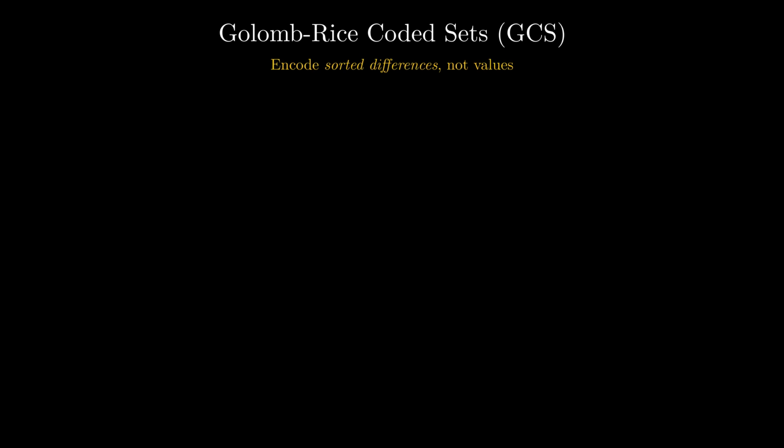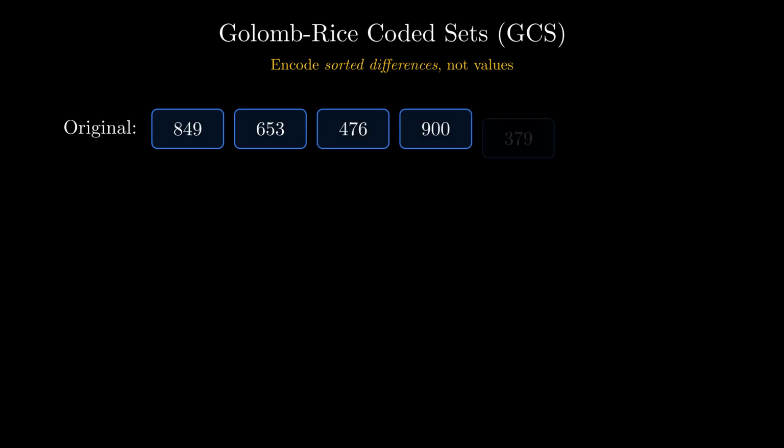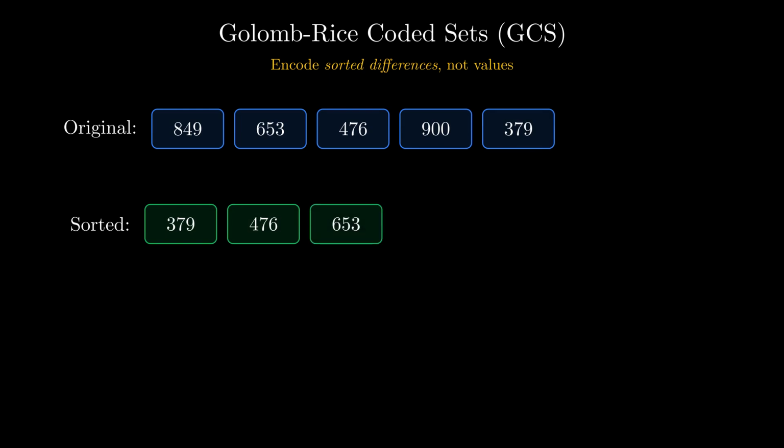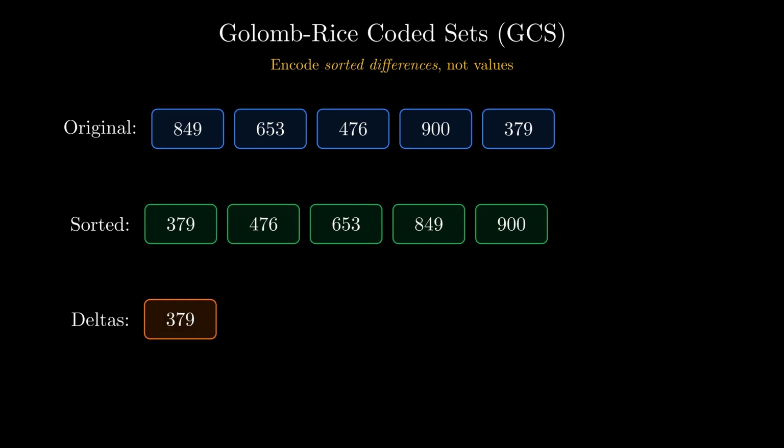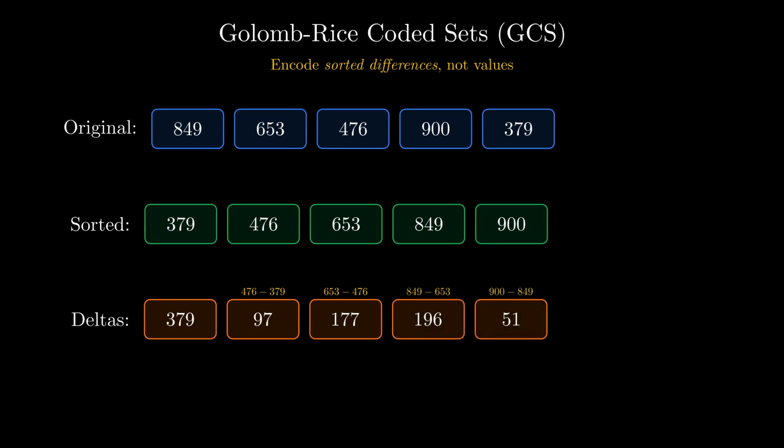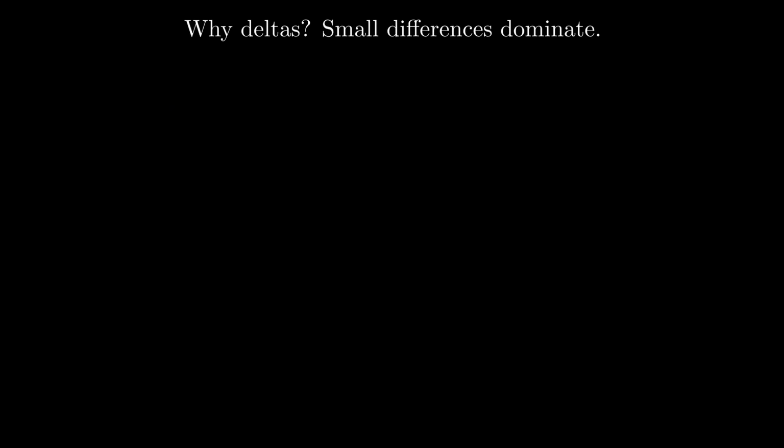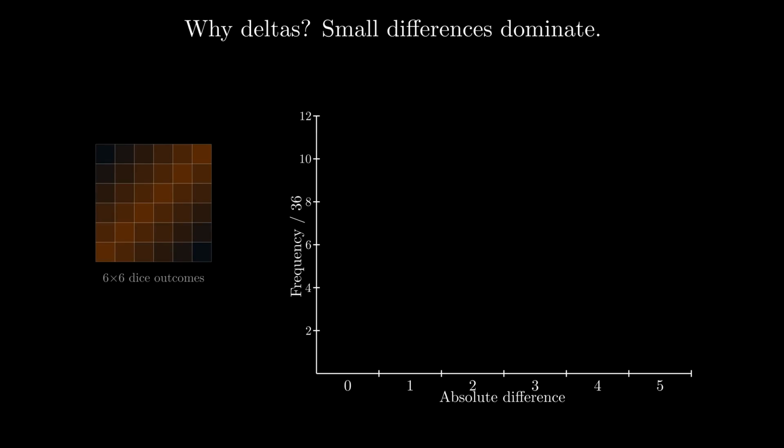The trick starts with a simple observation. Take Alice's list of numbers: 849, 653, 476, 900, 379. Sort them ascending: 379, 476, 653, 849, 900. Now store only the differences between consecutive values. The first delta is 379, then 97, 177, 196, 51. This is lossless. We can reconstruct the original sorted list by adding each delta to the running total. Why bother? Because deltas are statistically smaller than the values themselves, and small numbers compress better.